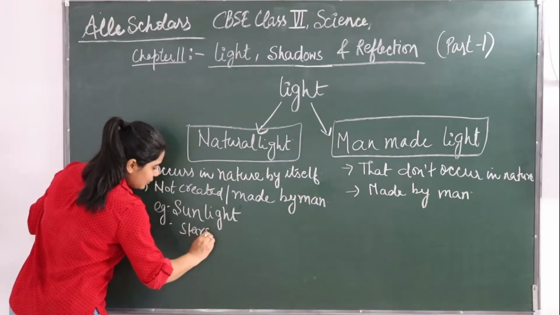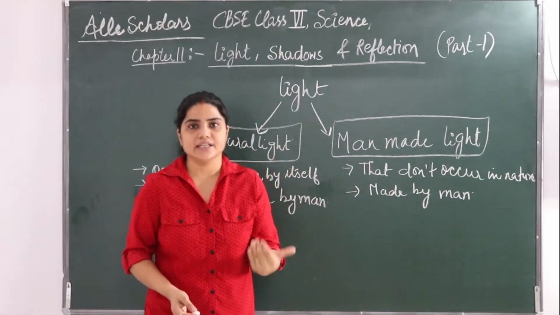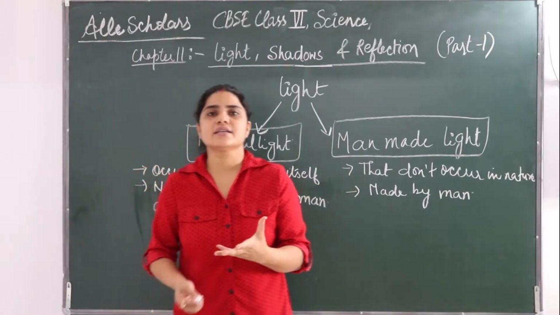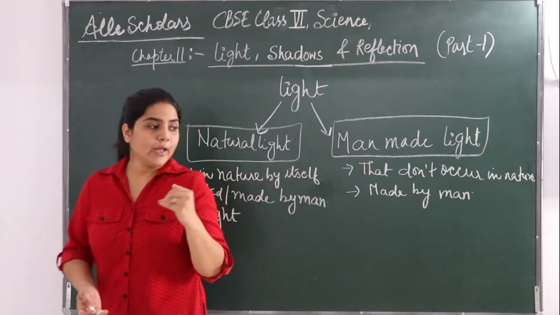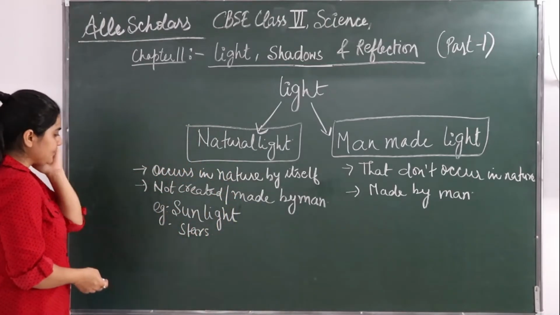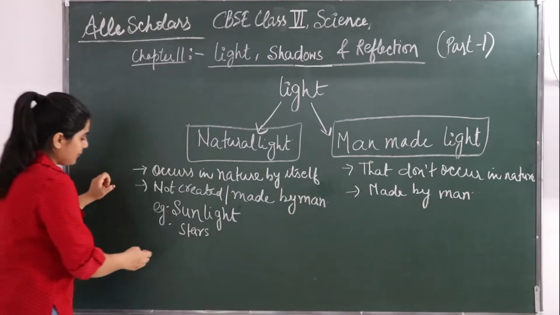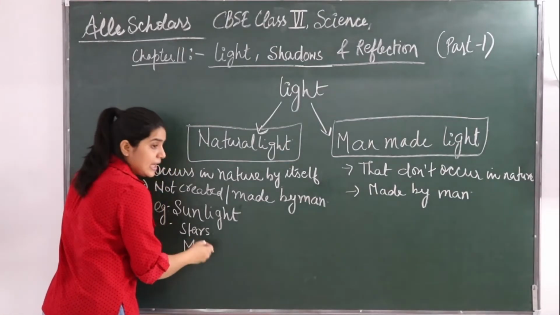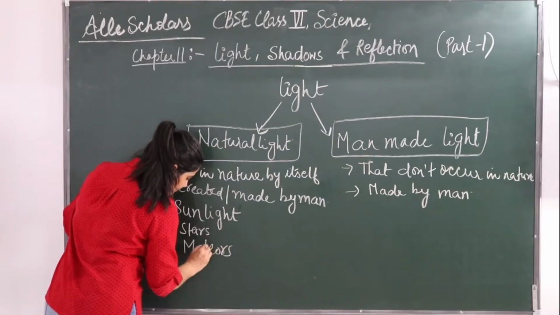Okay. Next, stars. Stars also have their own light. We cannot create stars. Stars exist in nature. Nature has adopted these stars and the sun. So that is also having its own light, stars. Next are meteoroids. If we talk about them, they also have their own light. Okay.